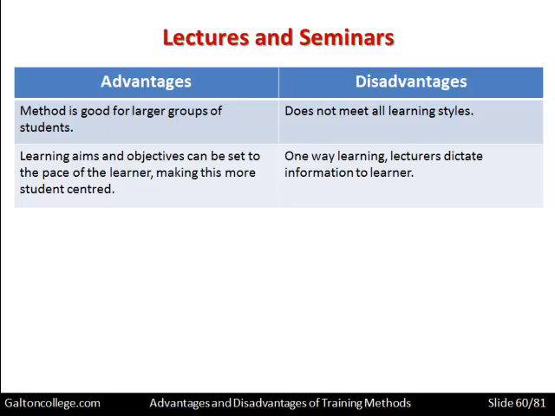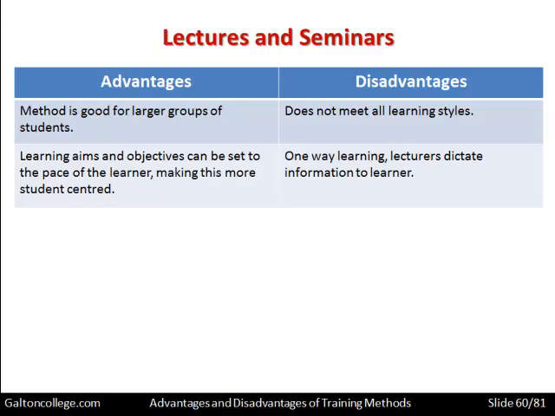Learning aims and objectives can be set to the pace of the learner, making this more student-centered. Well, there should be aims and objectives and learning outcomes set so that the lecturer is following a syllabus, and the syllabus should be coherent and logical. So the student or the trainee or the person who's under instruction will have a more coherent view, a more logical view of the whole process.